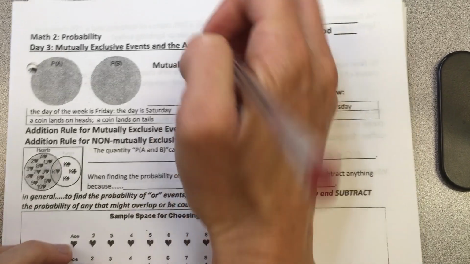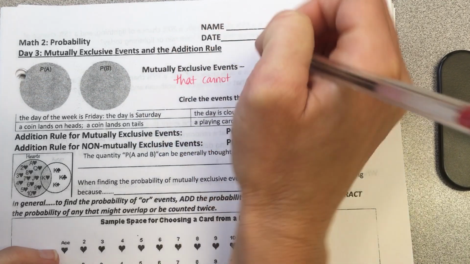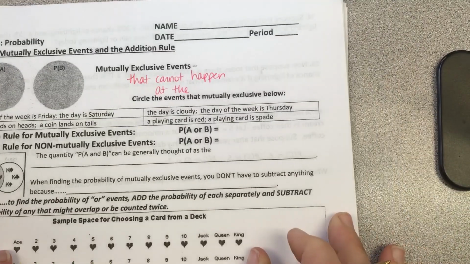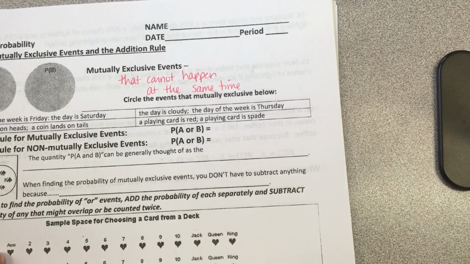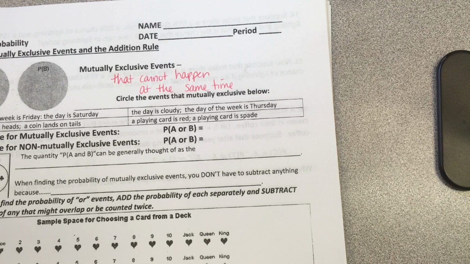Mutually exclusive events are events that cannot happen at the same time. Events that cannot happen at the same time. What do you notice about that illustration of the Venn diagram to the left right there? They're not colliding. There's no colliding. They can never happen at the same time.